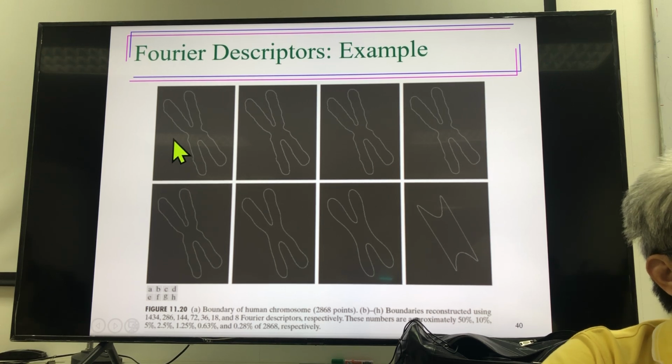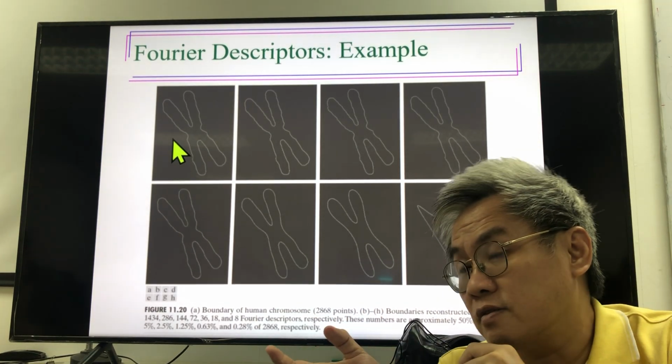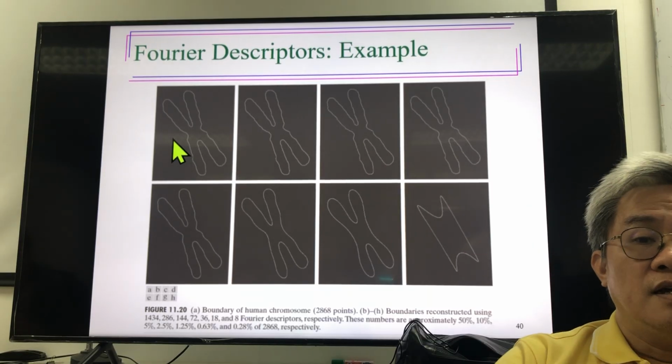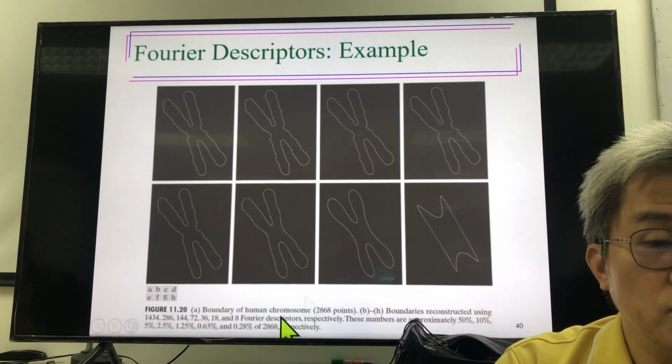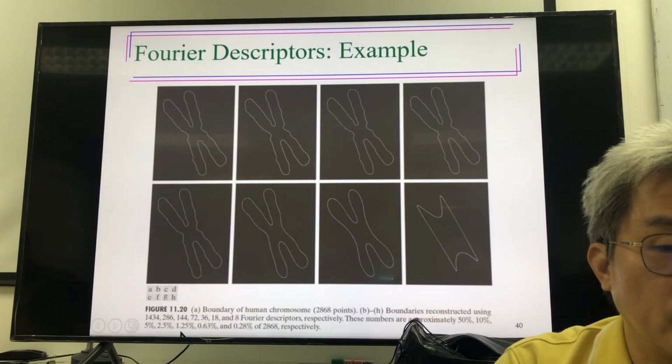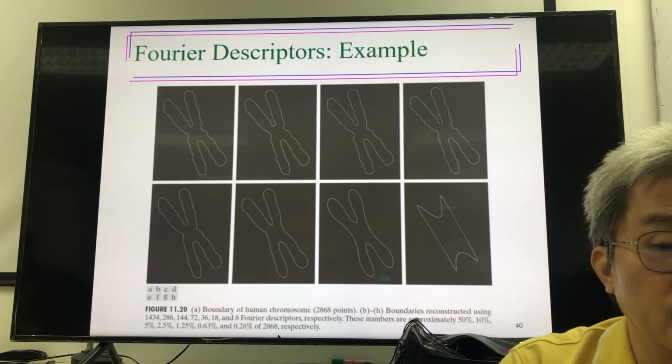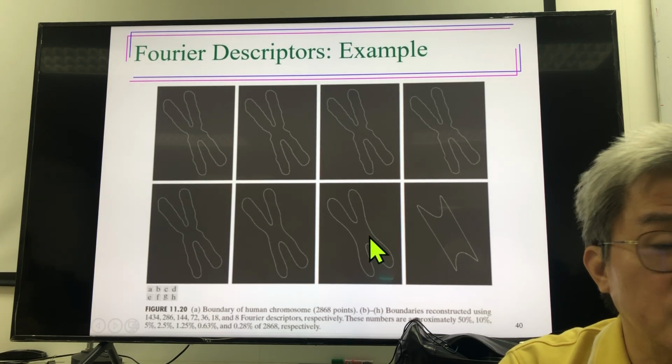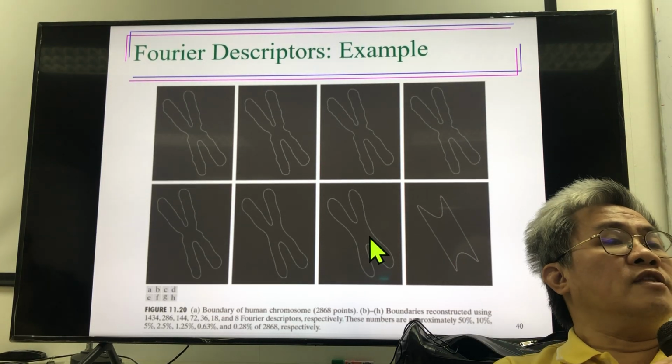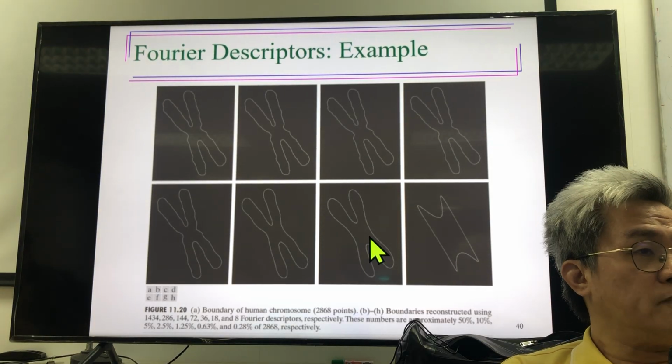Okay? Use only 10% coefficients. Okay? However, yes, you can reduce to 2.5%, 1.5%, 6.63%, and the last one is here, this is 0.28%. You can see with the Fourier descriptor, it doesn't change the boundary much.